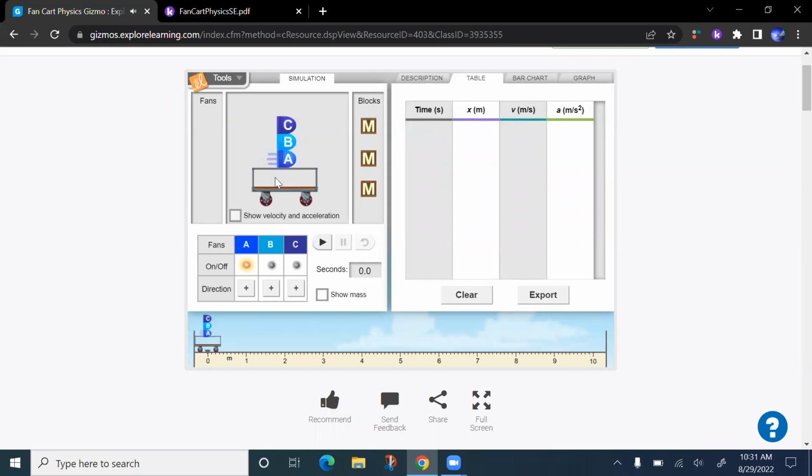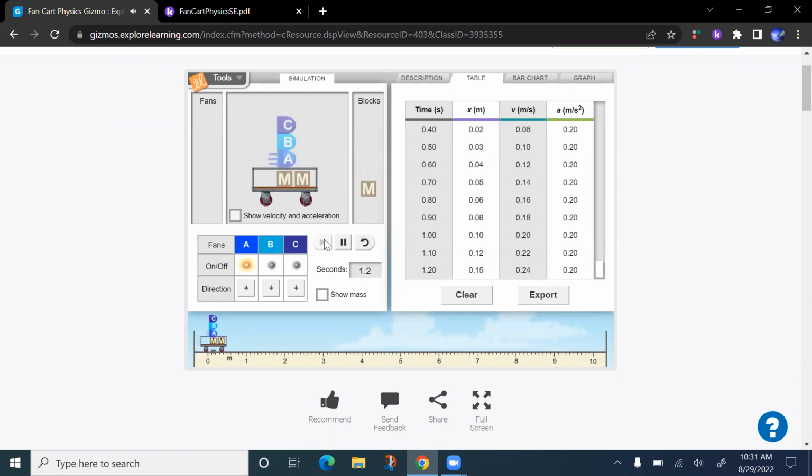Okay, we will start with 1 fan on, right? Let's load 2 block units inside the cart. We're making the cart heavier now. Okay, go ahead and press play. You'll notice the final velocity is less, takes longer to get there.